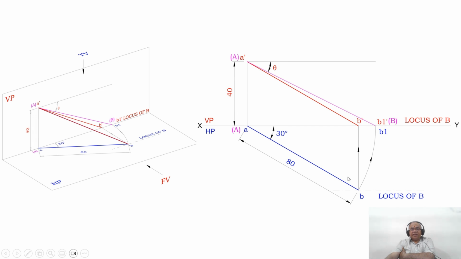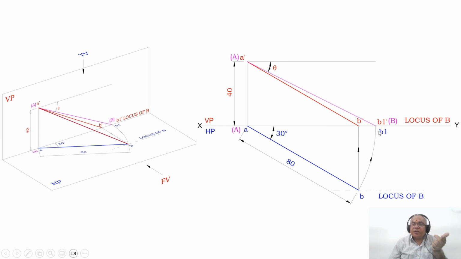With A as center, taking the radius of AB, you draw an arc such that B comes and touches the XY line in the top view. Therefore, AB1 is the line which is parallel to the XY line in the top view. But B1 dash is also already on HP. Since it is on HP, the point will be the locus of B in the front view. So for this B1 dash, A is on VP, so B1 is also on VP.